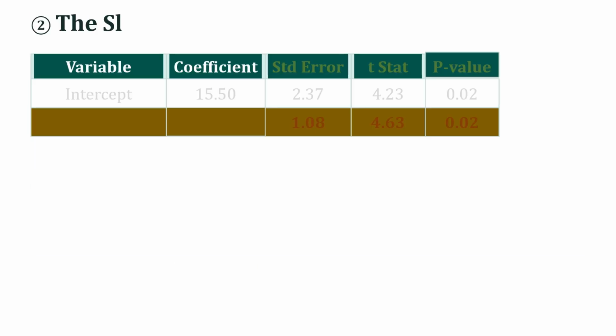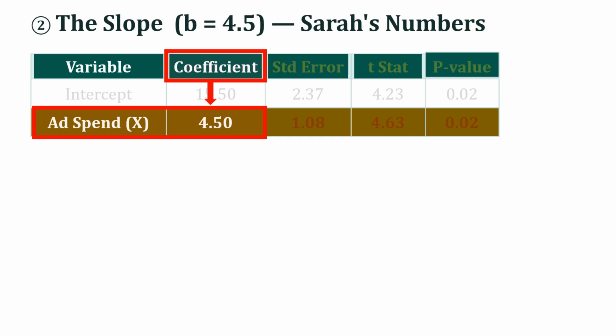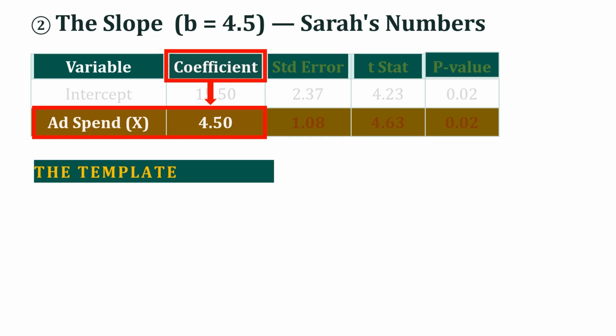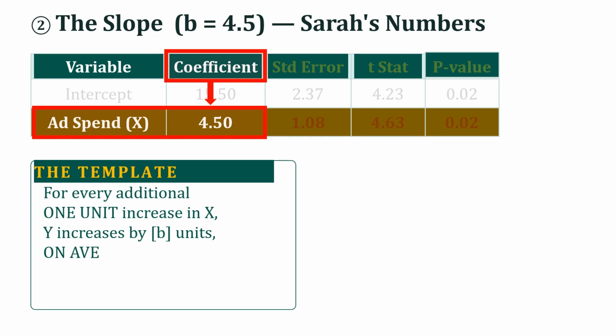Number 2, the slope. This is the star of the show. Find it in section 3, advertising spend row, coefficient column, 4.5. This one number matters more than everything else in the output combined. Here's the template. Learn it word for word. It will save you on every exam you ever take. For every additional 1 unit increase in X, Y increases by B units on average, holding all other factors constant.